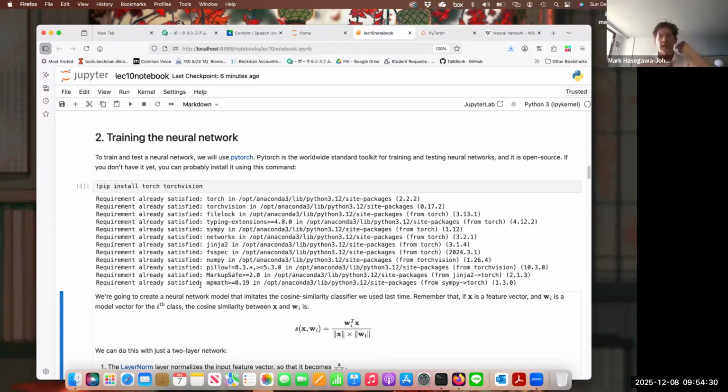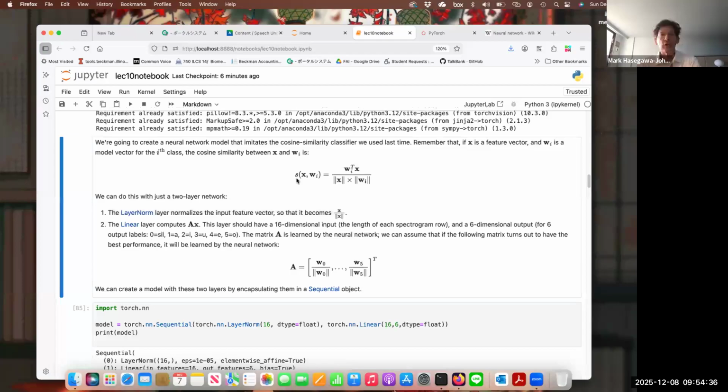Now, the neural network that I'm going to compute is exactly the same similarity metric that we used last class. Last class, I introduced you to this cosine similarity, which is the cosine of the angle between the vector x and the vector w. And that cosine is calculated by taking the dot product between x and w and dividing it by the length of the vector x times the length of the vector w. Right? We can do this using 2 layers.